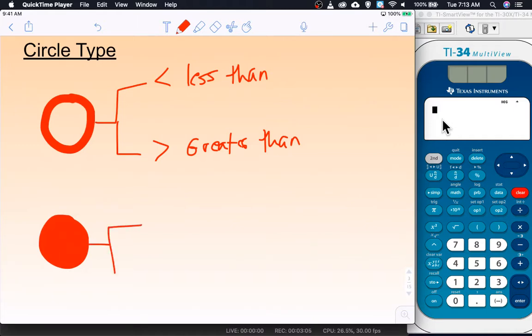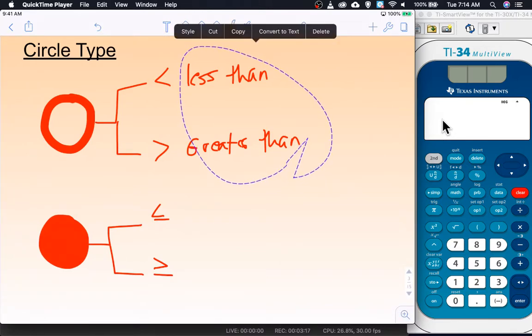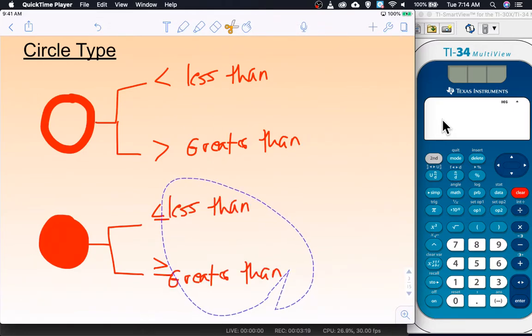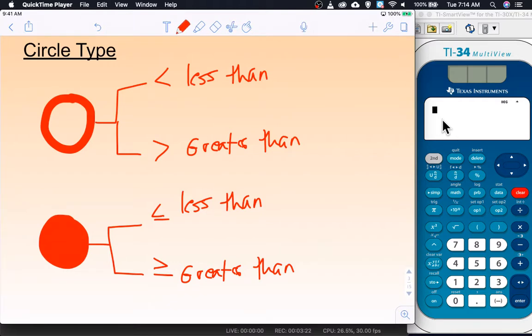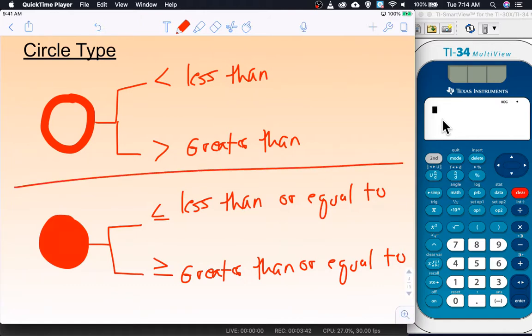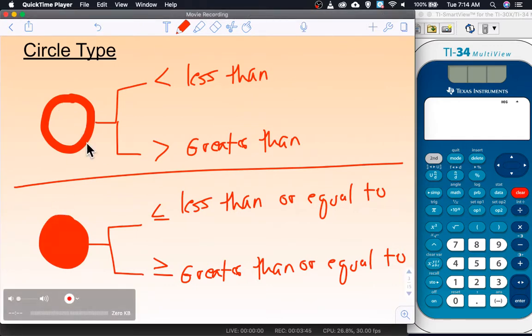This solid dot we're going to use when we have a less than or equal to, or a greater than or equal to. So I'm going to cheat. Copy, paste. There. So that is one of the first big things to learn in this lesson, the difference between the use of which type of dot.